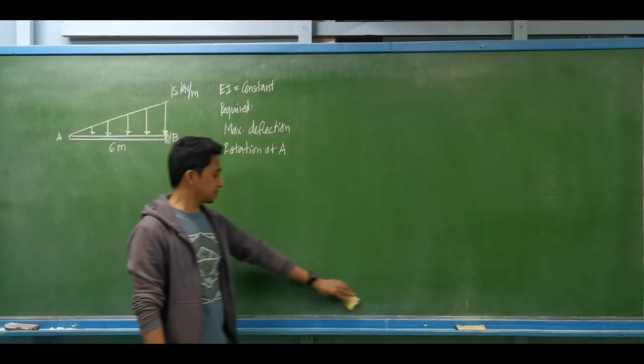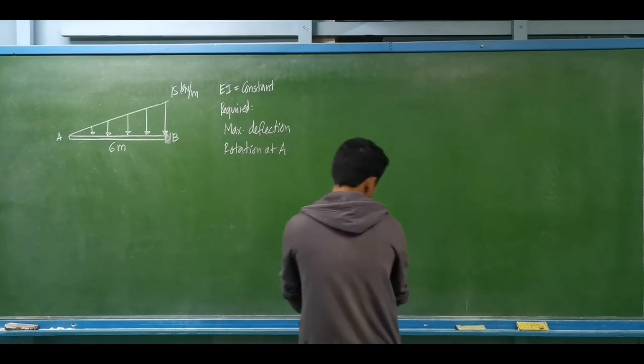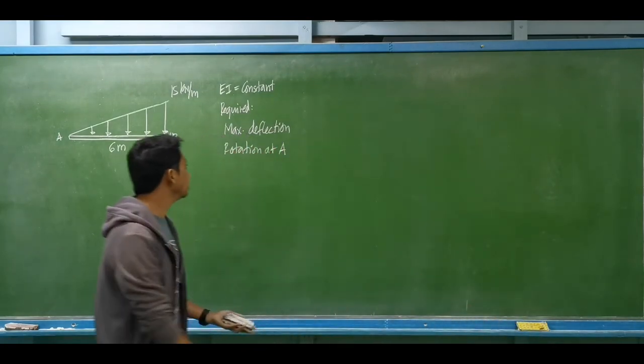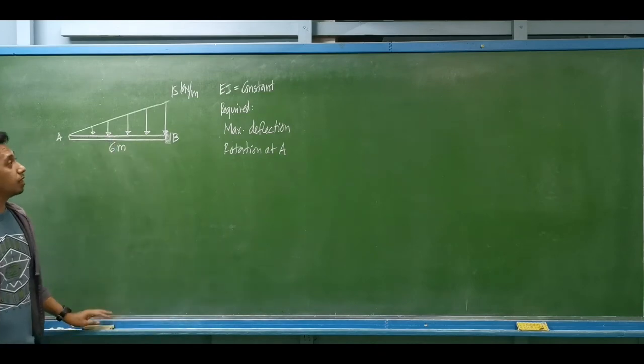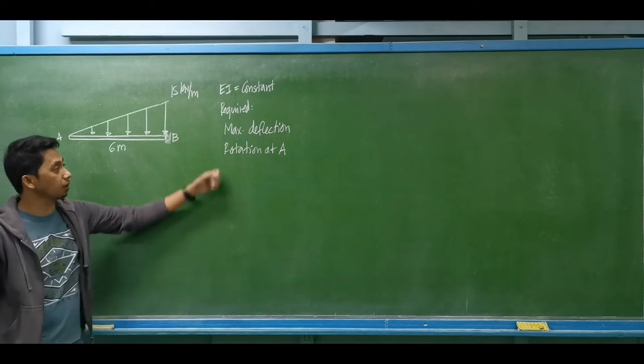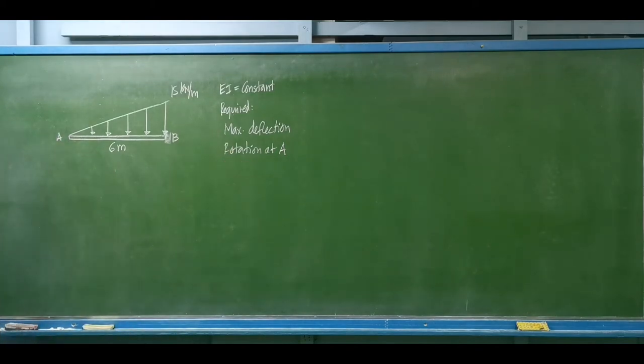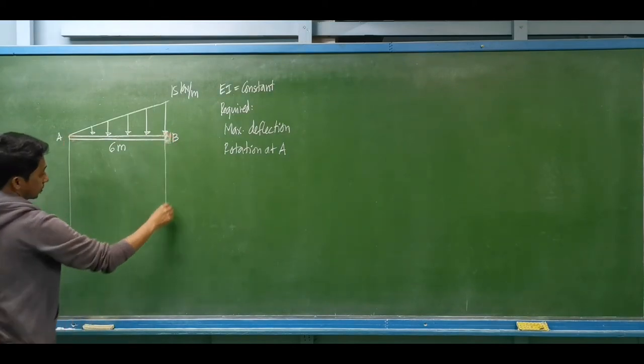Okay, so next example for the conjugate beam method. So first of all, we have this cantilever beam loaded as shown. So required, let's assume first that we have EI as a constant value. Required the maximum deflection and the rotation on the free end, that is at point B. So again, almost the same procedure as the moment area method.